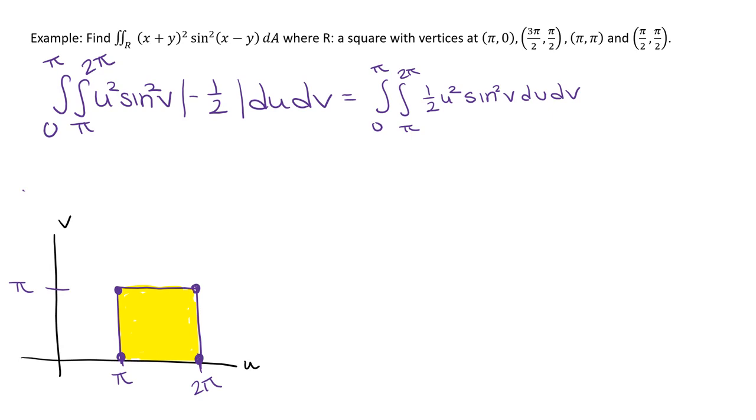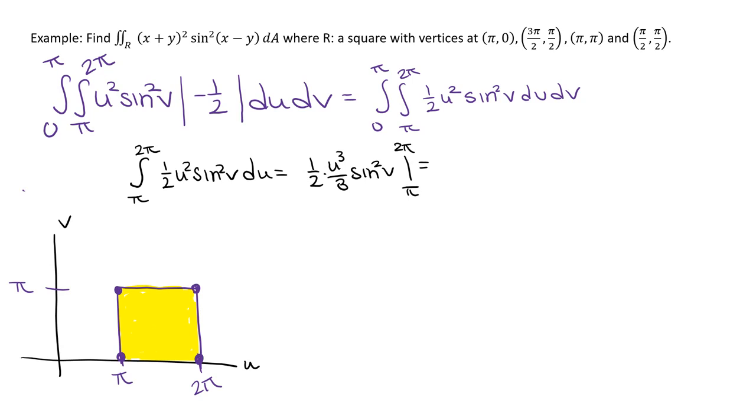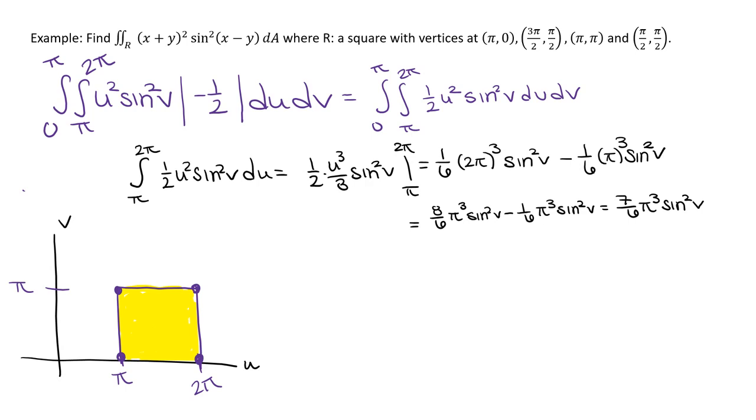Whew, finally, after all of that, we are ready to compute this integral. So I'll do my inside integral first. I'm going to integrate 1/2 u squared sine squared v with respect to u. I got 1/2 u to the third over 3 sine squared v. Plug in the bounds of integration. So I had to plug in 2 pi for u, plug in pi for u. Did some arithmetic, combined like terms. I got this to simplify down to 7/6 pi to the third sine squared v.